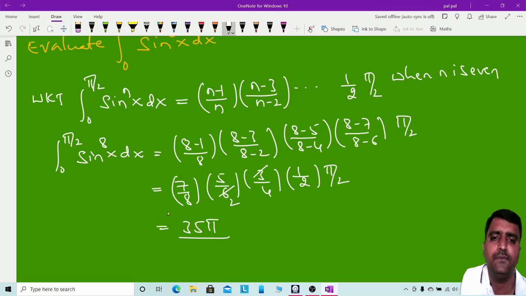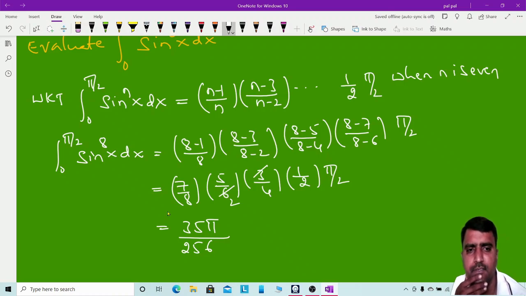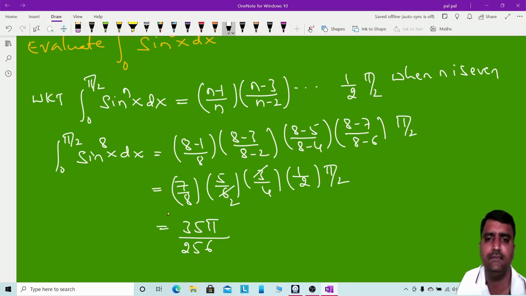8 twos are 16, 16 fours are 64, 64 twos are 128, 128 twos are 256. Okay, just go and calculate that value. 2 twos are 4, 4 fours are 16, 16 twos are 32, 32 into 8. So it is 256. Okay.